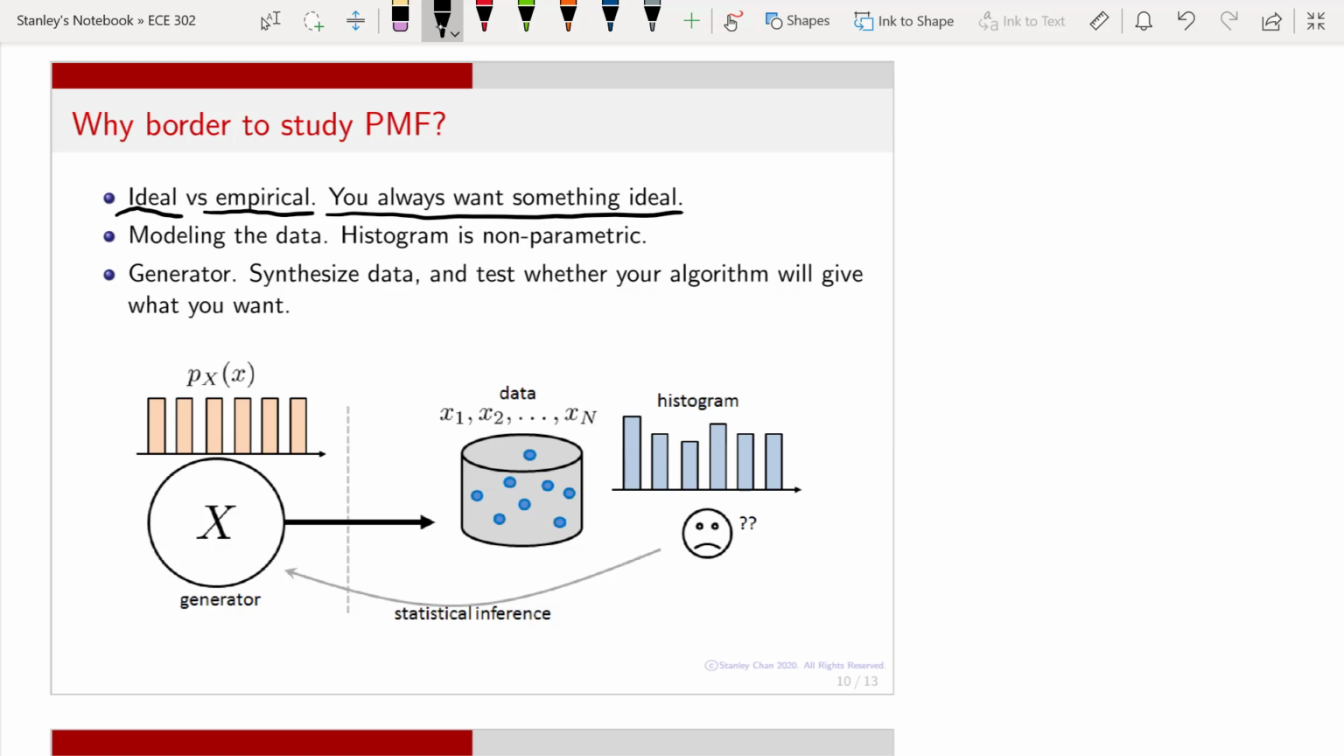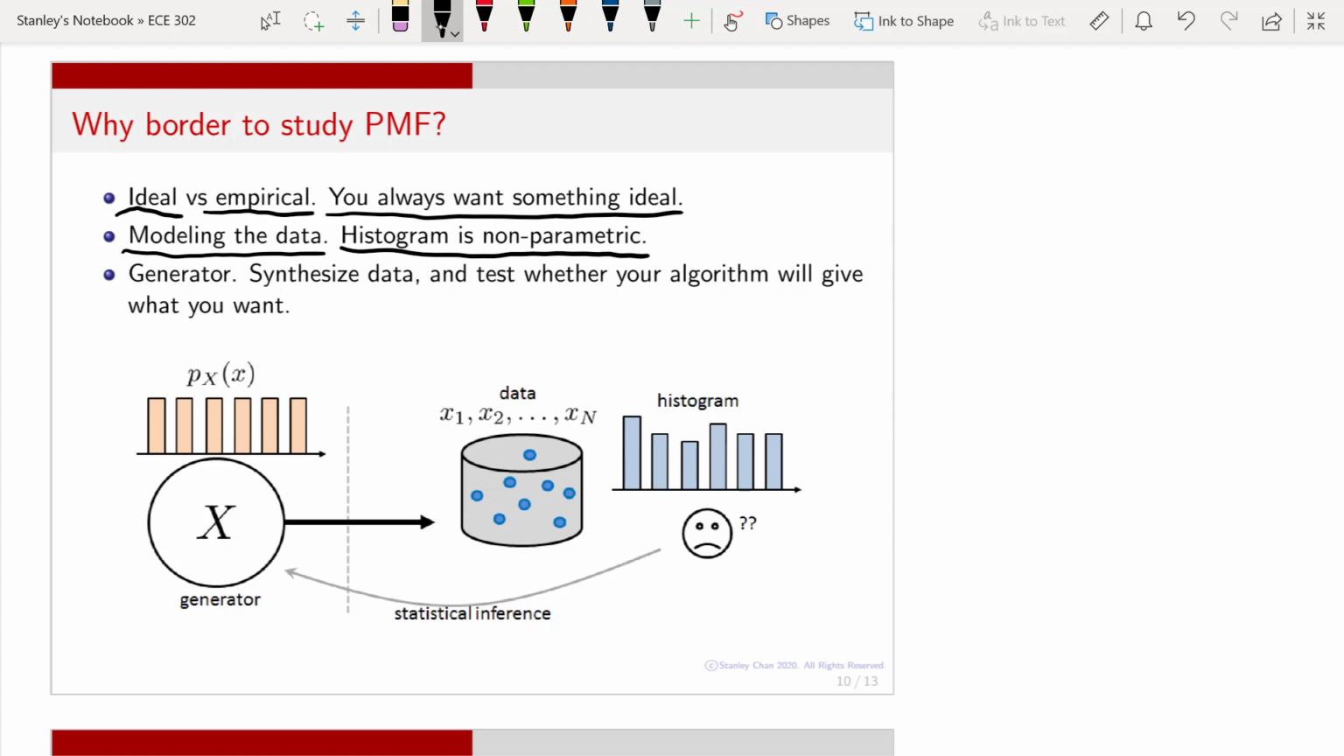Another reason why we want to study the PMF is that we want to model the data. A histogram is a non-parametric model. What we mean is that in order to get the histogram, you need to tell me how many bins you need. In each bin, you can have a height, and therefore, depending on the number of bins, the degrees of freedom is the number of bins. And therefore, a histogram is non-parametric. There's no single parameter that can describe the histogram.